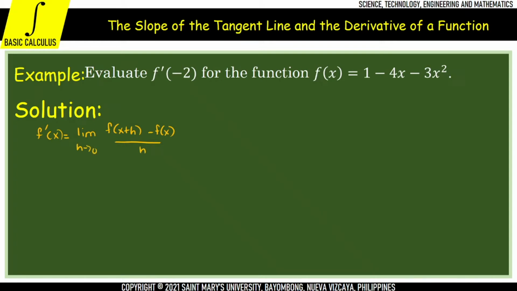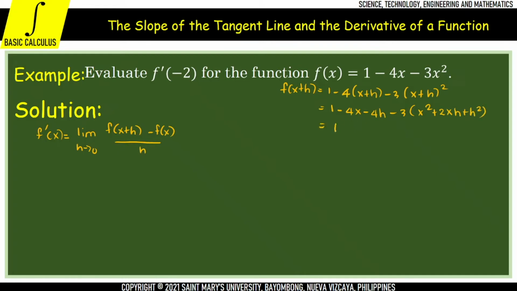In our given function, f of x plus h is equal to 1 minus 4 multiplied by x plus h minus 3 times x plus h squared. Okay, sabi natin kanina, we can simplify here. So, we have 1 minus 4 times h is 4h, or negative 4 times h is negative 4h, minus 3 multiplied by, sabi natin kanina, ang x plus h squared is x squared plus 2xh plus h squared.